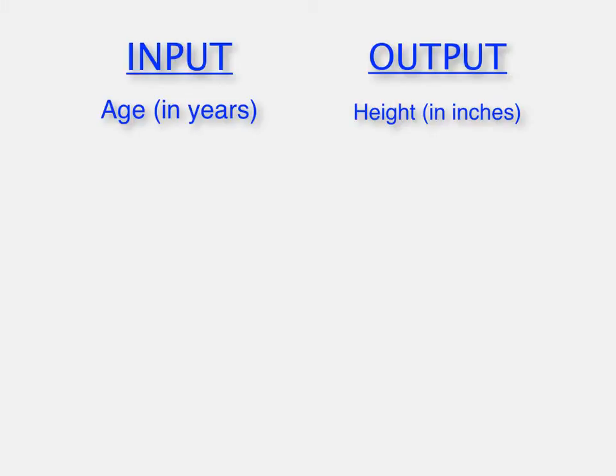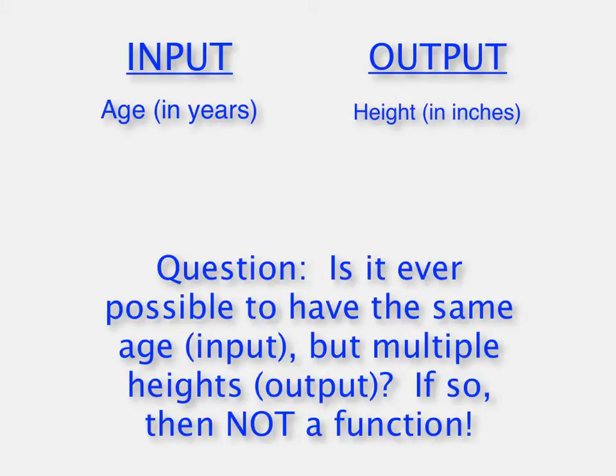All right, let's investigate some real-world relationships where we're going to be told an input and an output, and let's determine whether the relationship is indeed a function. Okay, so for our first example, let's suppose that the input to this relationship was your age in years, and the output was your height in inches. Now the question we have to ask ourselves is, is it ever possible to have one input with multiple outputs? Is it ever possible to have the same age in years, but different height in inches? What do you think?